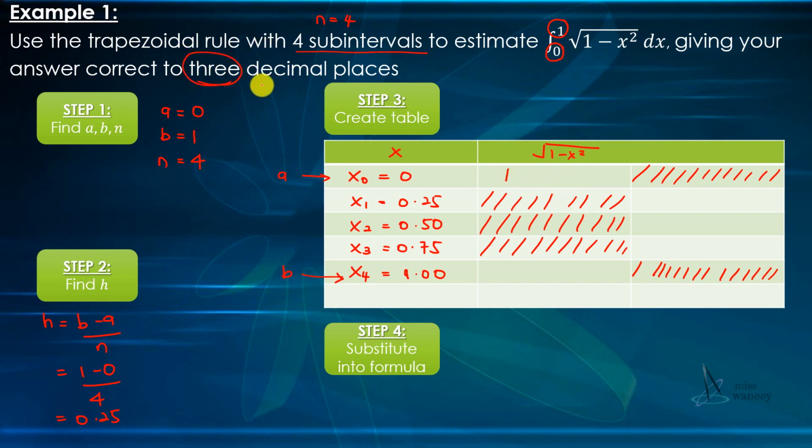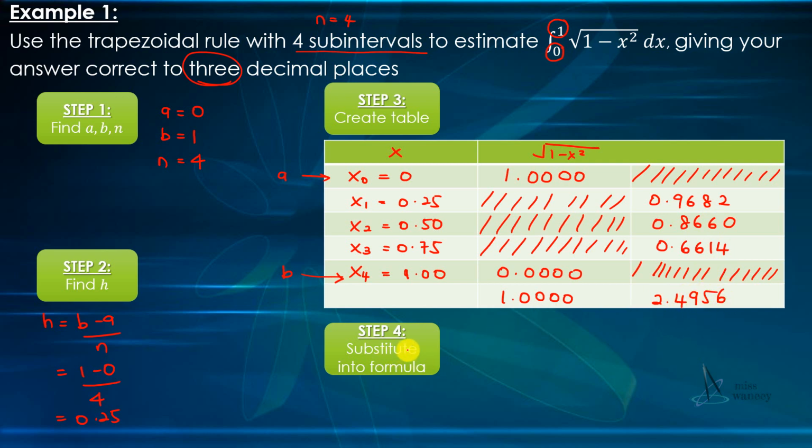So we want our answer to be in 3 decimal places. That means our working should be 4, so 1.0000. Substitute with 1, you are going to get 0.0000. Substitute with 0.25 into here. This answer will give you 0.9682. So substitute with 0.5, we are going to get 0.8660. Substitute with 0.75, we are going to get 0.6614. And of course, adding everything along this column, that will give us 1.0000. Adding everything in this column, that will give us 2.4956.